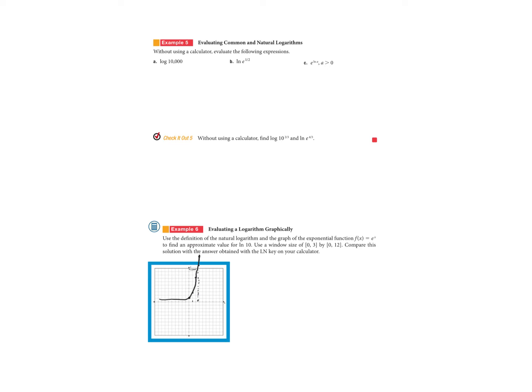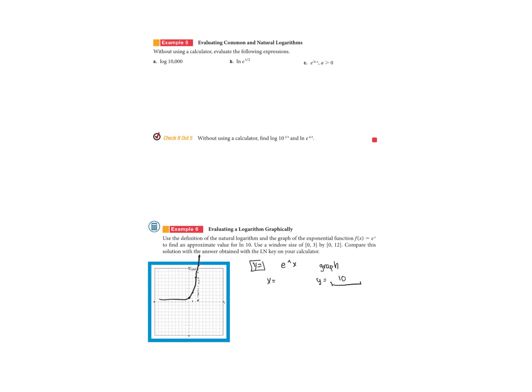I'm going to hit my y equals button, type in e to the x for my graph, hit the graph button, and then I'll hit trace. On the bottom, when you hit trace, there's an X value and a Y value. I'll try to get the Y as close to the number 10 as I can. If I can't get very close, then I'll zoom in again and try to get close to the number 10 again.